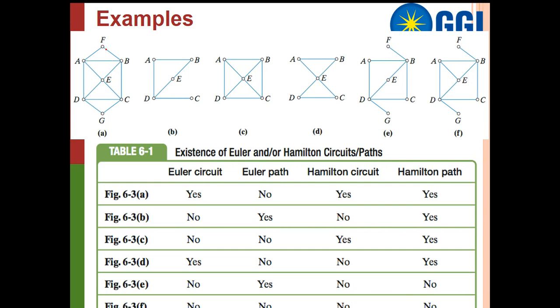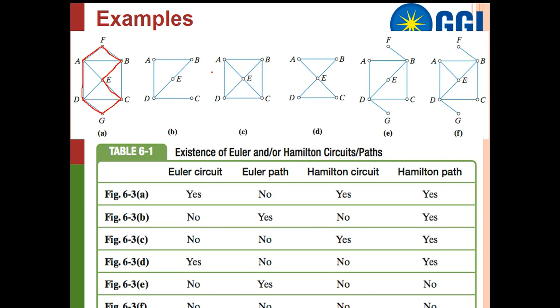Now let's suppose we start from F. So we go F to A to D, D to G, G to C, C to E, E to B. Now this will be a Hamilton path, starting from F, reaching the point B. And if we go again to F, it will become a Hamilton circuit. So this particular graph has an Euler circuit, no Euler path, and has a Hamilton circuit as well as a Hamilton path.